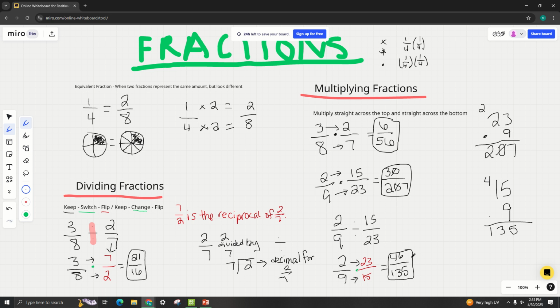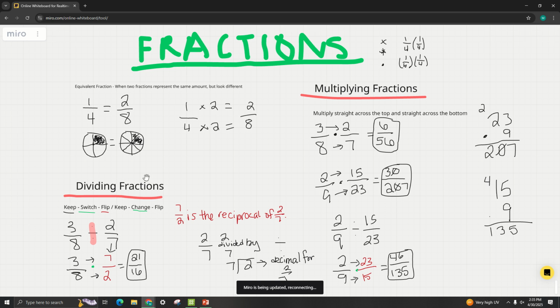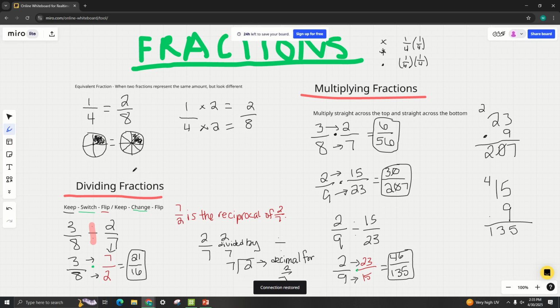All right. Let's see. Okay. So now I need to clear off more space. But that is multiplying fractions and dividing fractions. So we're going to get a little bit more into simplifying, reducing fractions, converting back and forth between a mixed number to an improper fraction to a mixed number, and then we will get into adding and subtracting fractions.